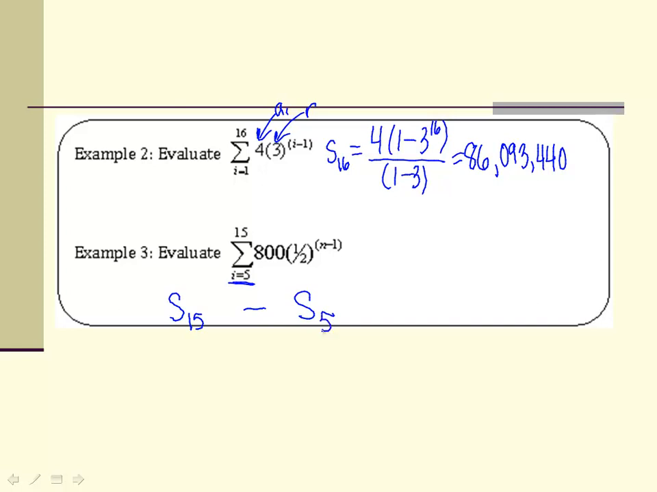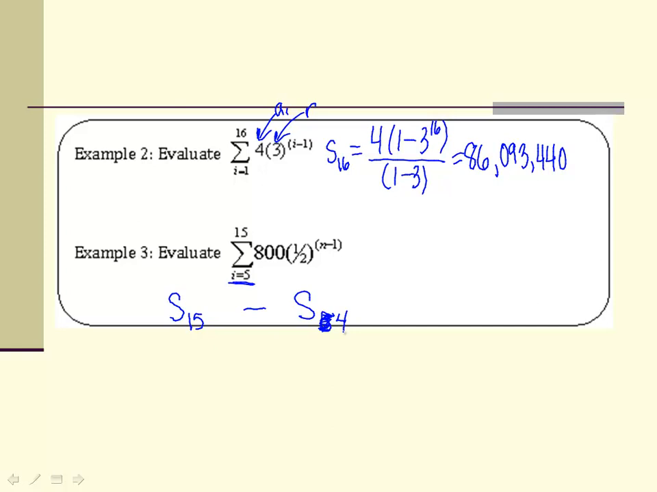S sub 5. I'm sorry, not S sub 5. We want the 5th term. What we don't want is the 1st, 2nd, 3rd, and 4th terms. We don't want those sums. So S sub 4 is what we're going to subtract from this one.